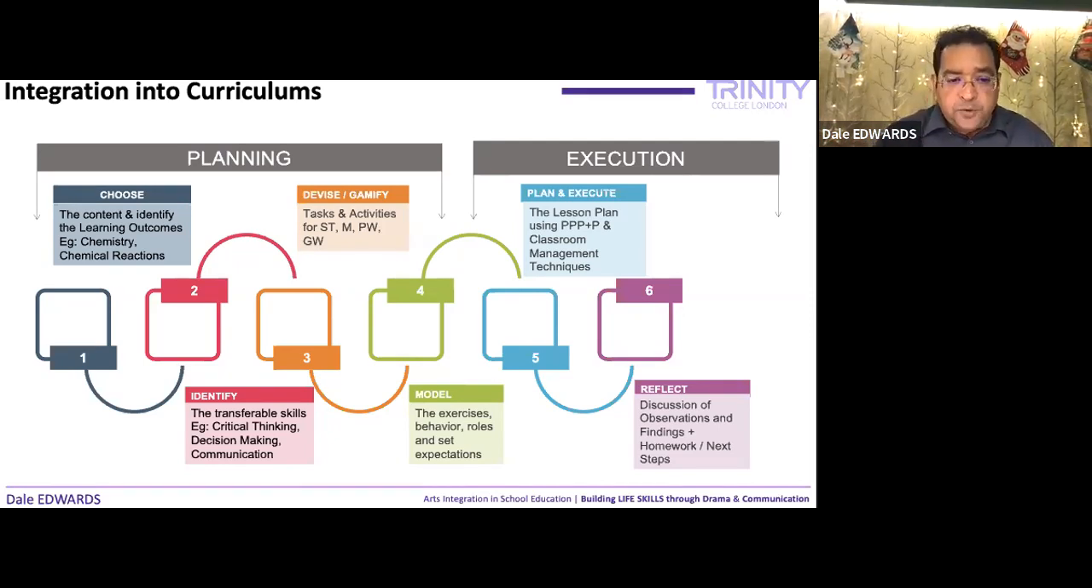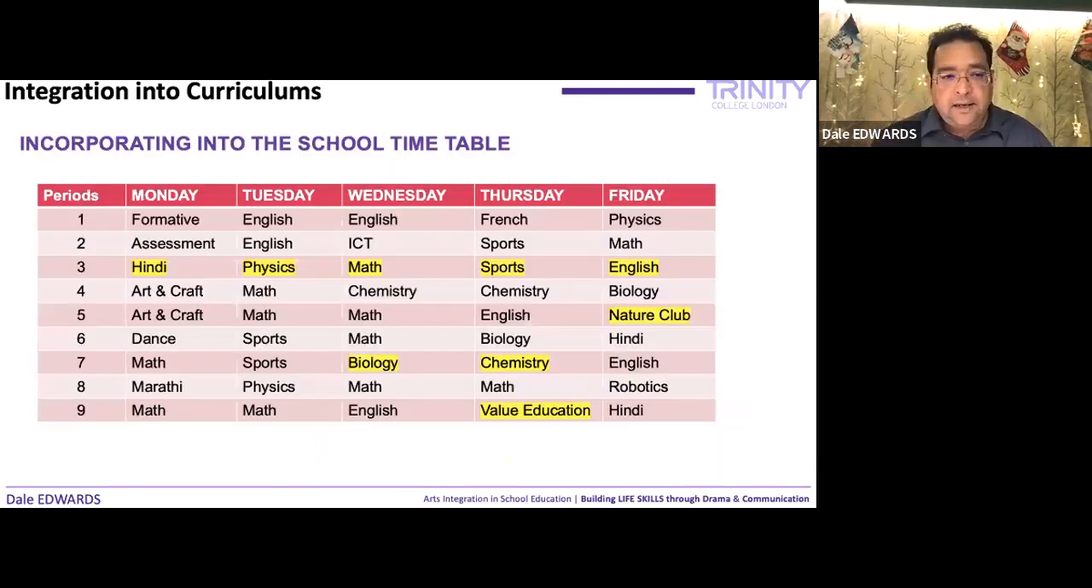But to give you a very practical implementation: no school has time for an extra timetable, all right? So what we did, in this particular case, is we said we're going to work with this art form of communication skills in all these periods that you see highlighted, including Hindi, all right? So communication is not restricted to English, right? And we'll do it in physics, and in math and sports and so on and so forth.